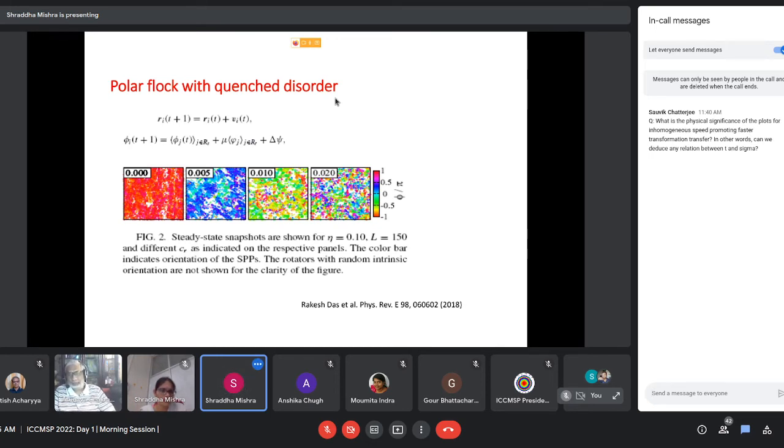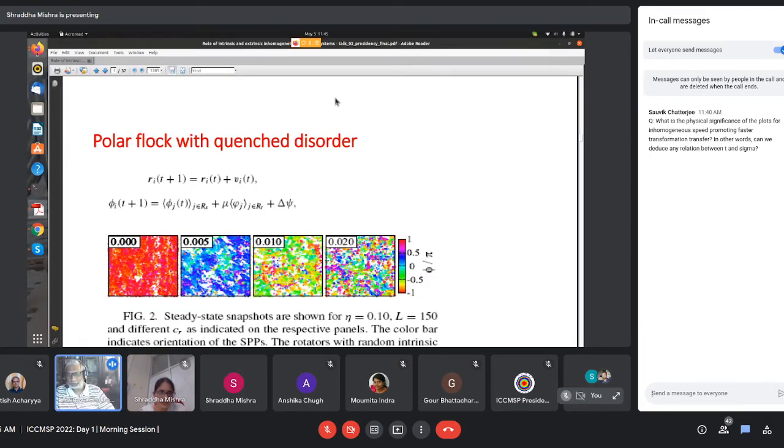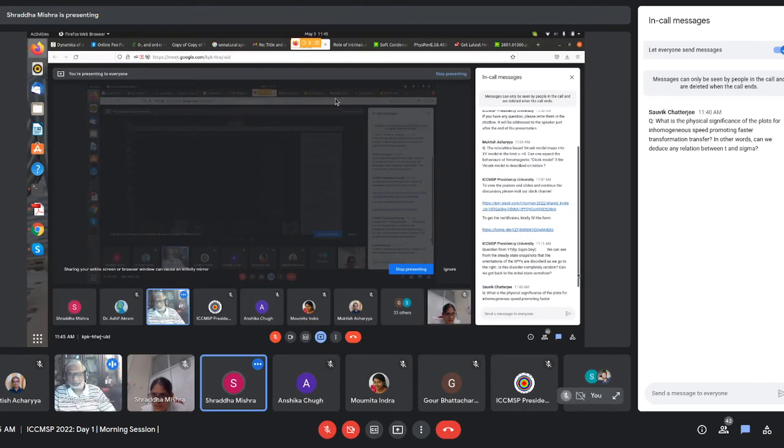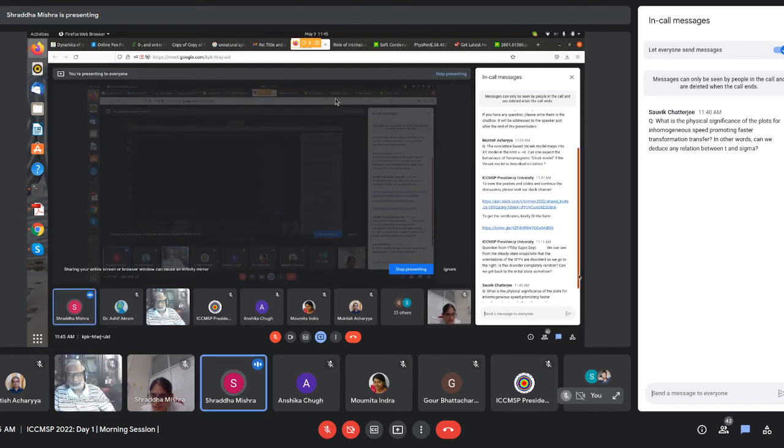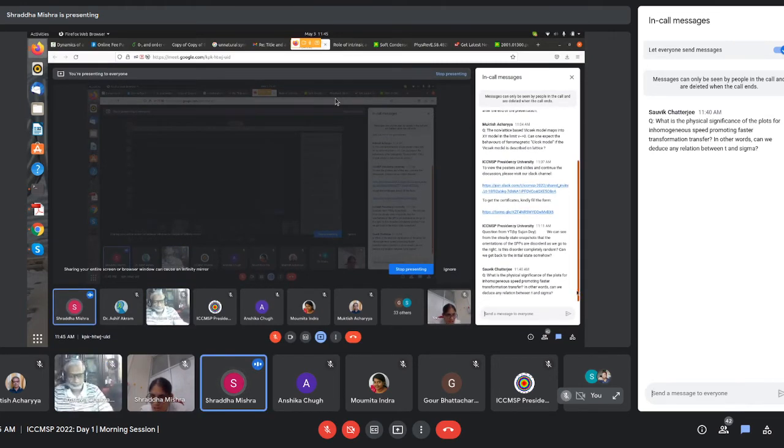Okay, I think there is a last question from Souvik Chatterjee, the last one. What is the physical significance? What is the physical theory that the plots of inhomogeneous speed promote faster information transfer? Can we deduce any relation between T and sigma? What is T? Okay, T is the time it takes to reach the steady state.